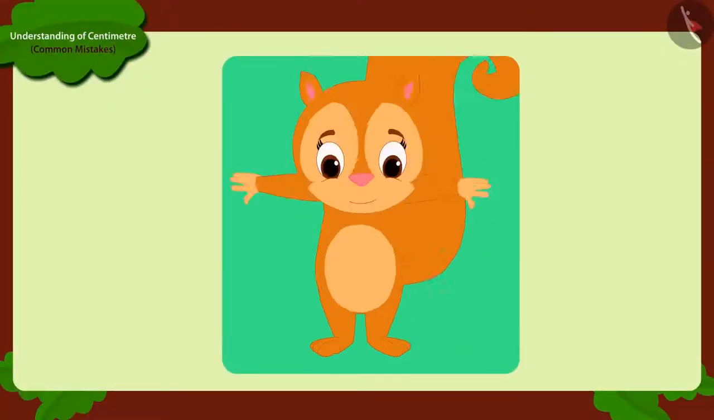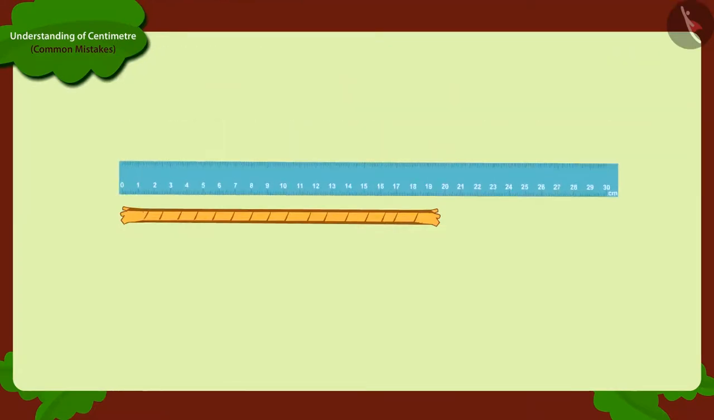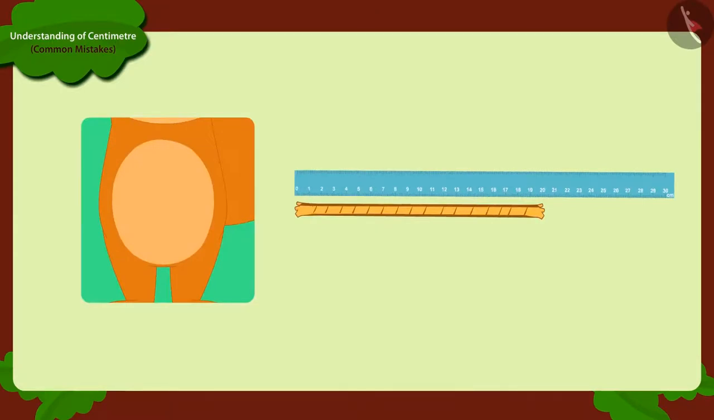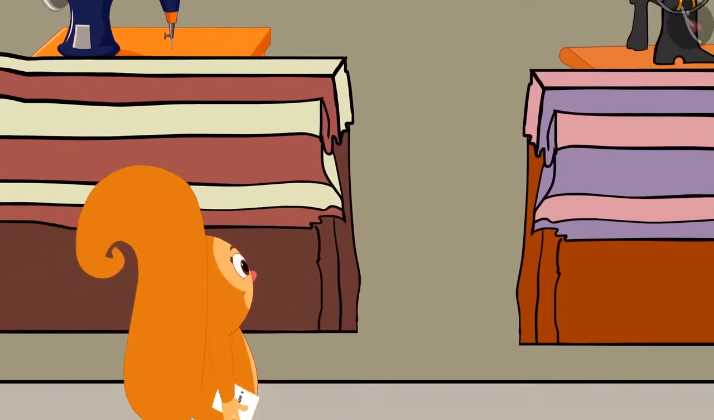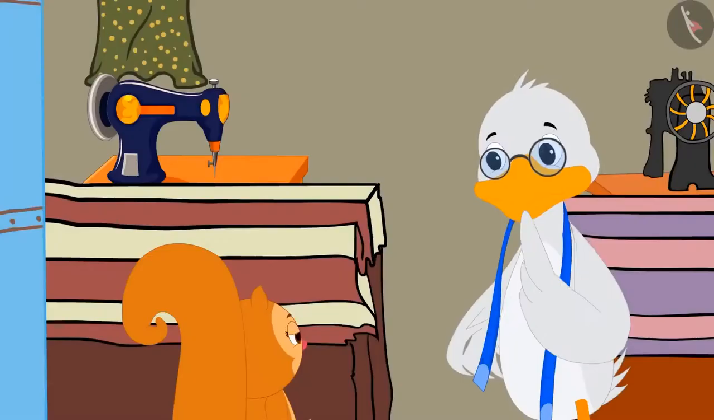Suppose we have to measure the waist of Chanda. So, we will first measure her waist with a rope. Then, we will put that rope next to the ruler. What is the measurement of this rope? It is the right size of the waist of Chanda. In this way, how many centimeters is the correct measurement of Chanda's waist? 20 centimeter.